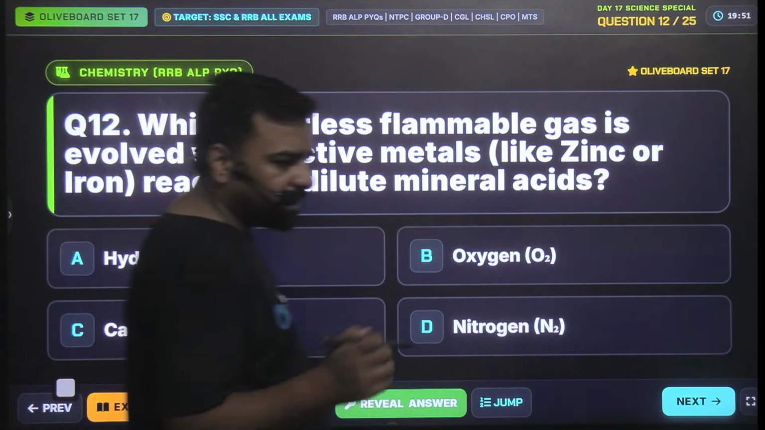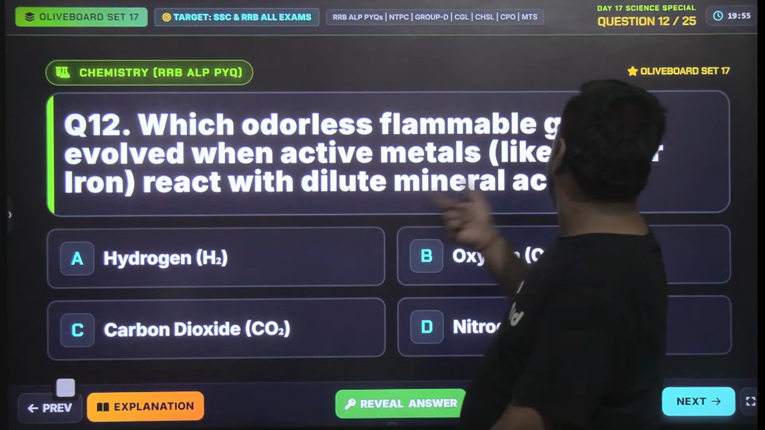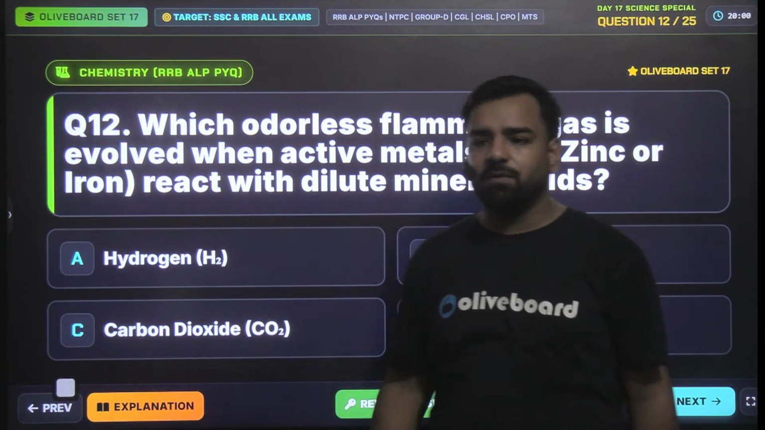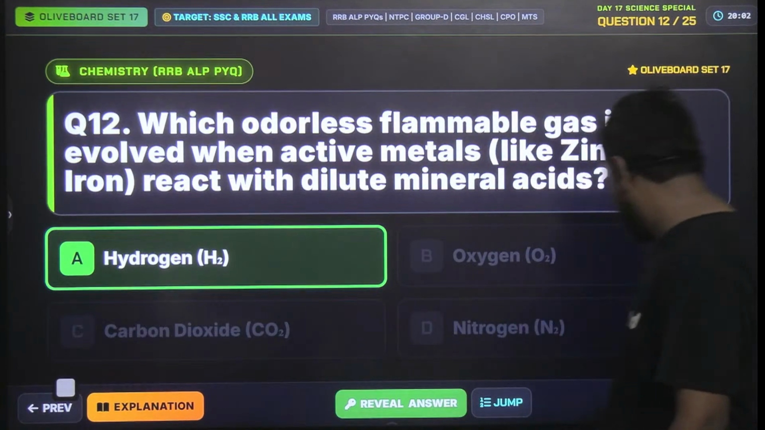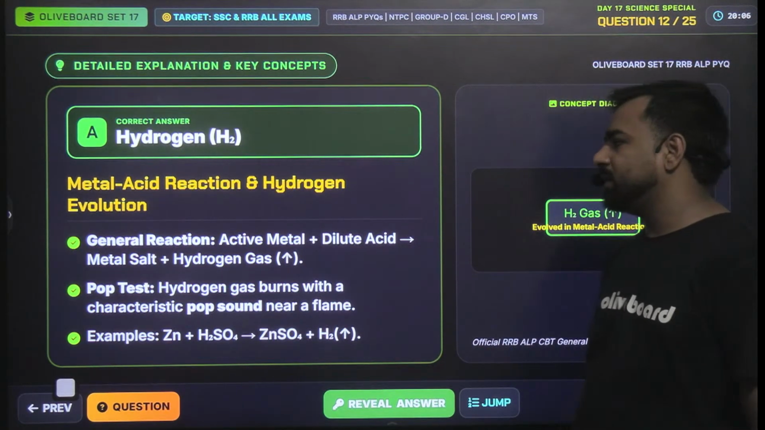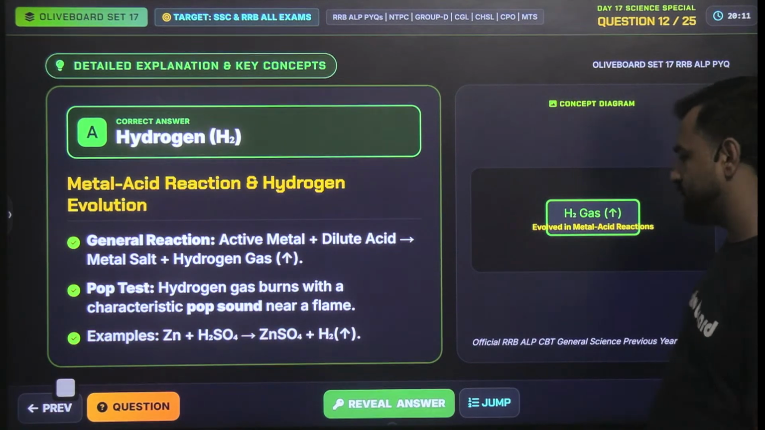The reaction can be like HCl, that's an acid, reacting with a metal, let's say zinc. It will form zinc chloride and hydrogen gas will be evolved. So here the correct answer will be option number A. See, when a dilute acid reacts with a metal, it forms the metal salt plus hydrogen gas.